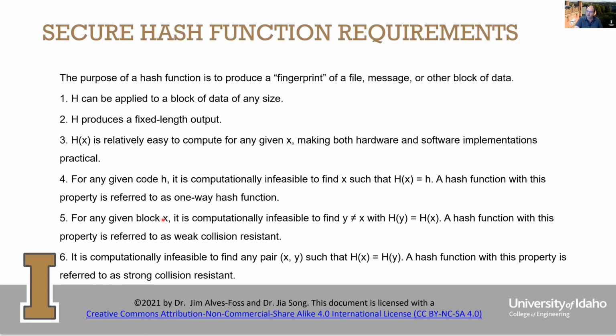We want, for any given block X, it to be computationally infeasible to find another Y that matches it exactly. So we can't reverse it. We can't come up with another block that matches it. We also want to address the birthday paradox problem: we want to make sure it's computationally infeasible just to find any pair of numbers that match the same hash. So this one's weak collision resistant. This one's strong collision resistant. Very, very unlikely, I should say computationally infeasible, even for a nation state and multiple supercomputers to be able to find these numbers.